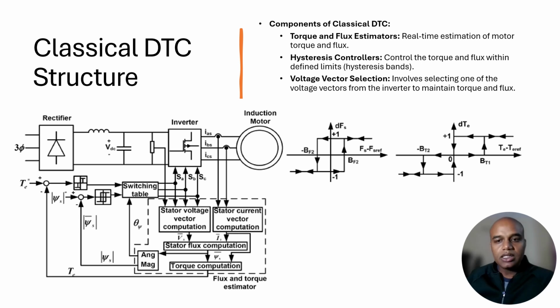So here we have the classical DTC structure, and the classical DTC uses a simple yet effective control structure with the real-time estimator and hysteresis band for regulation. Here we have taken one example: let's say I want to control my induction motor, so taking the feedback of the stator current and the voltages, this goes into the stator current and voltage computation, which is nothing but the continuous monitoring of the stator current and the stator voltage.